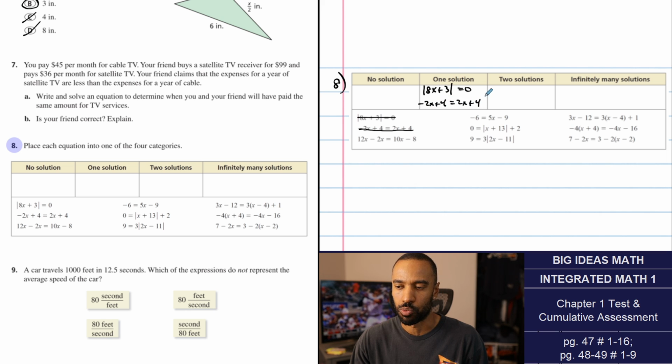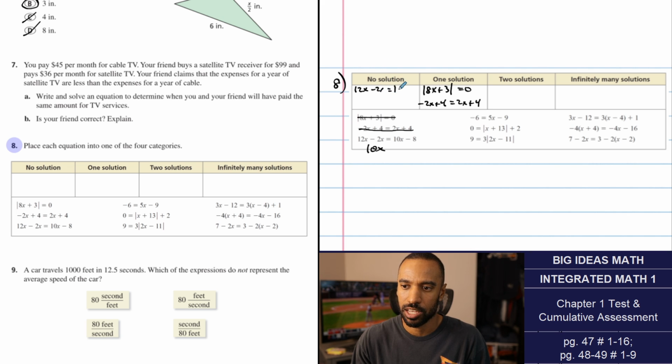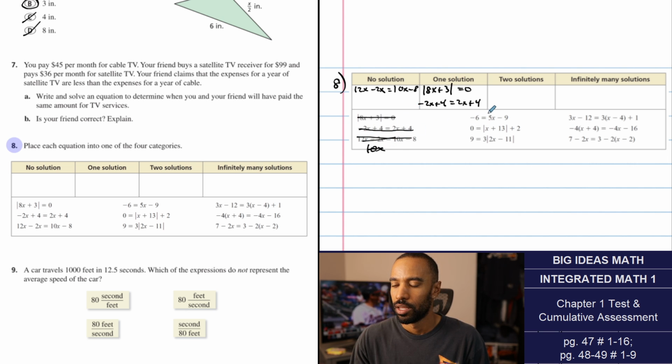Ooh, I'm probably not going to have much room for these. Hopefully, it's just 2 per or something like that. 12x minus 2x is 10x. 10x equals 10x minus 8. That's an impossibility. This would be a no solution case. 12x minus 2x equals 10x minus 8. I can't do this any smaller, so I hope this is okay that I'm writing it this way.